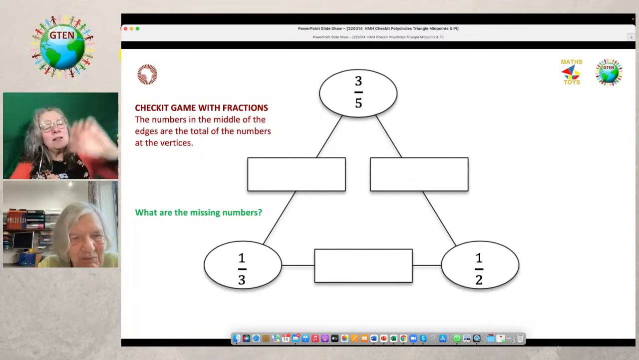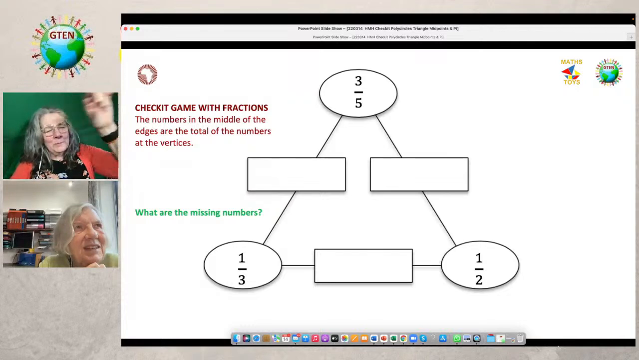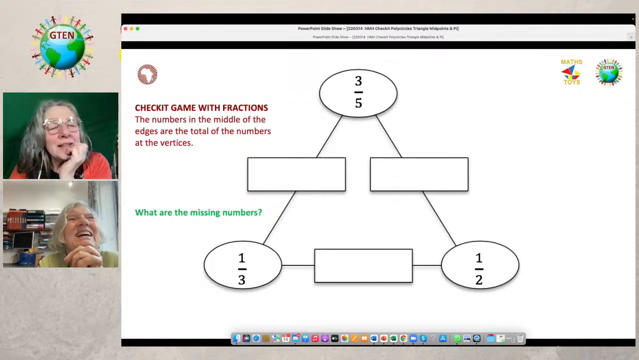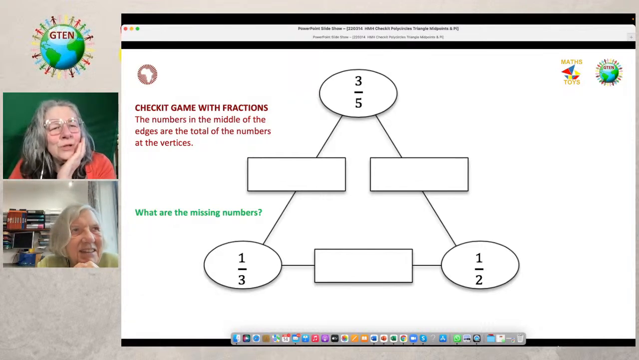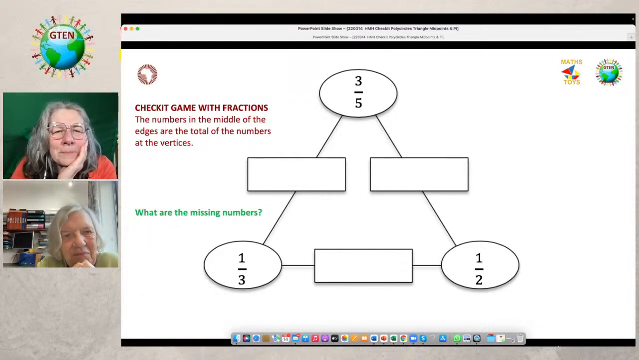In my class, I've got a thing at the top, spot the mistake. And it's the kids' responsibility to spot all my deliberate mistakes. And then I demonstrate very beautifully how you use your mistakes to learn from them. Beautifully, of course, because I always do everything beautifully. So 3/5 plus 1/3. See if I can do this without.